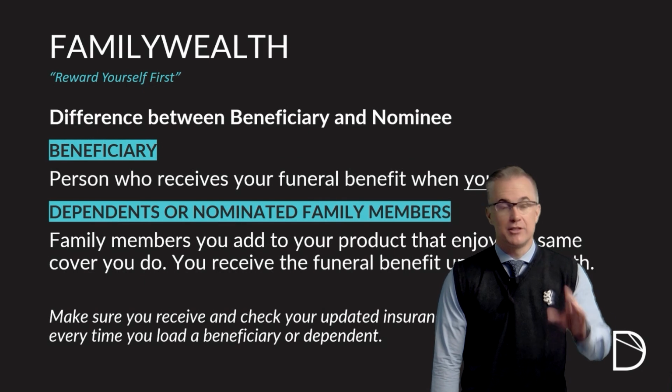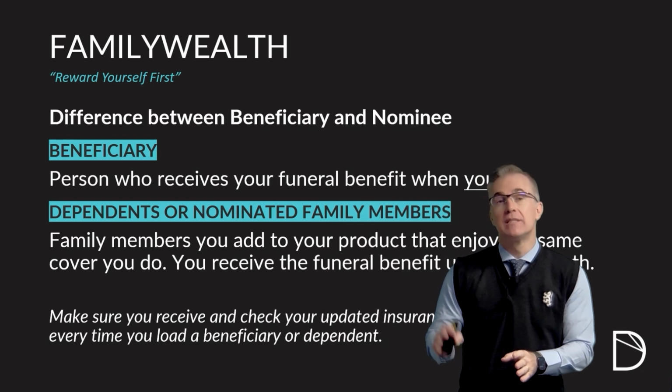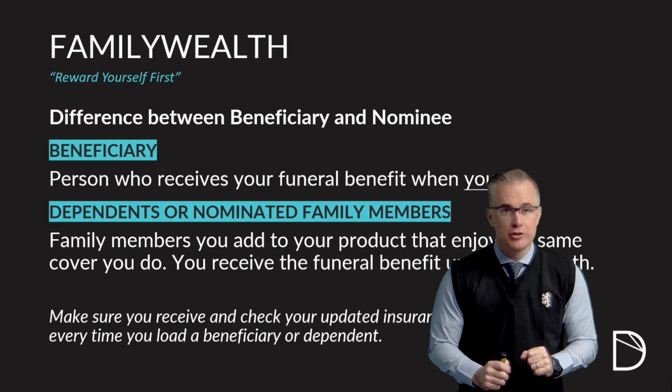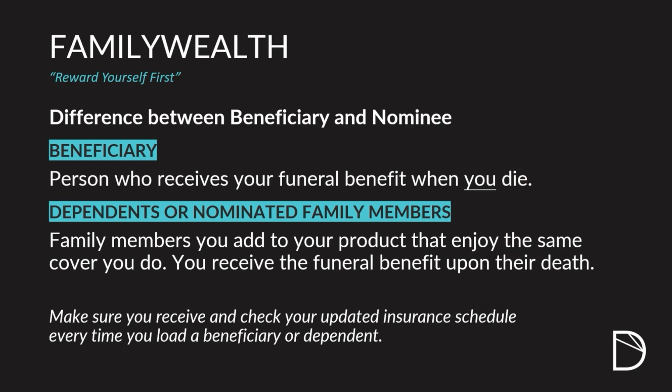Critically important is that you understand the difference between a beneficiary and a nominated dependent extended family member. Every policy needs a beneficiary loaded to it. That's the person that's going to receive the cover benefit when you pass away. So if we use an example of you taking 20,000 Rands worth of cover, when you pass away, your beneficiary will receive that 20,000 Rand. Perhaps it's a child of yours, perhaps it's your spouse. Make sure you load your beneficiary onto your policy, either during the application form or through the app or client services at a later stage.